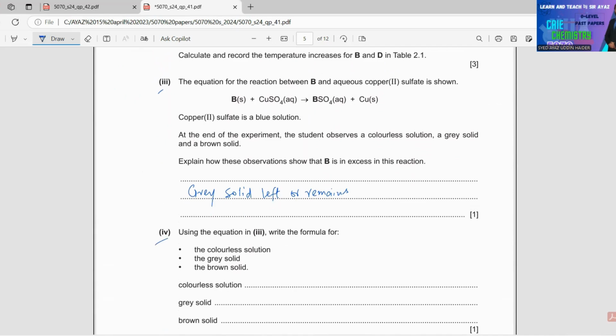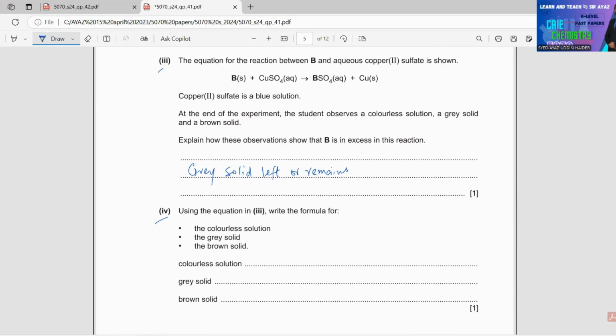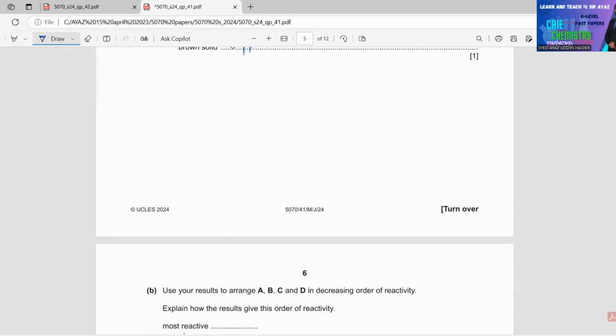Part 4, using the equation, write the formula for the colorless solution, the gray solid, the brown solid. Colorless solution, it must be BSO4. Gray solid, which is left, it must be B, as I've already told you that gray solid will be left or remains because it is in excess. Brown solid, it's copper, brown in color.